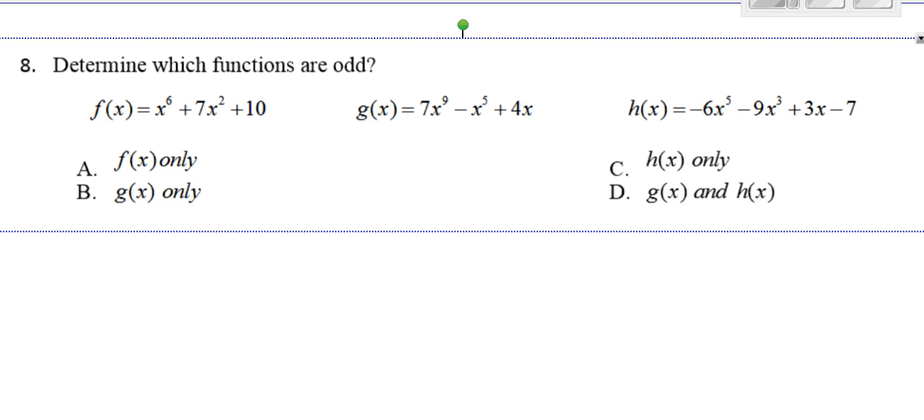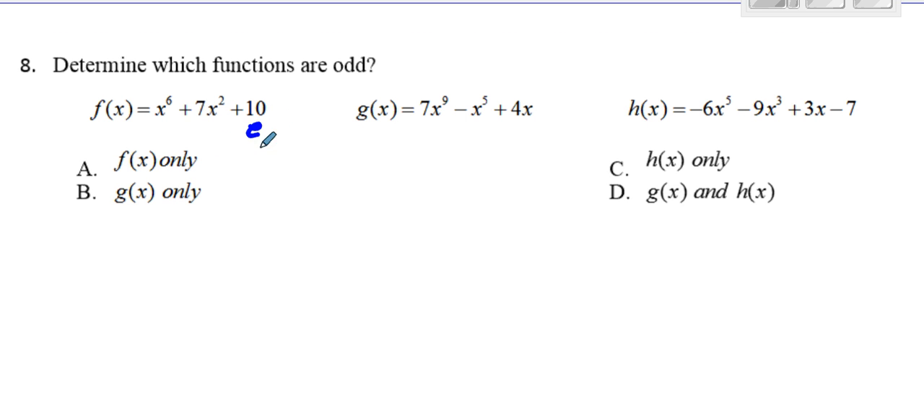When functions are even or odd, you just have to look at all the exponents. All the exponents on the variables. So constants are always even. 2, that's even because 2 is an even number. X to the 6, that's even because 6 is an even number. So f is an even function because it's even, even, even. Everything is even, so f is even.